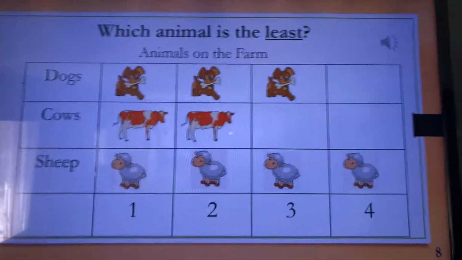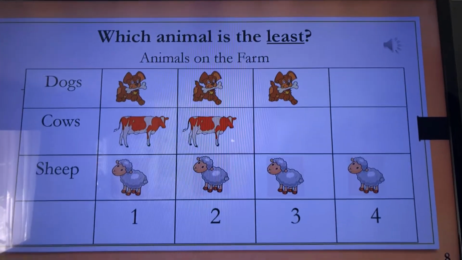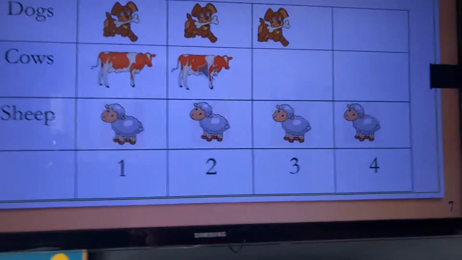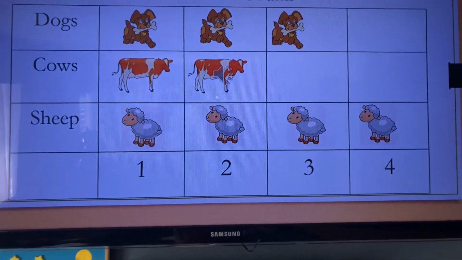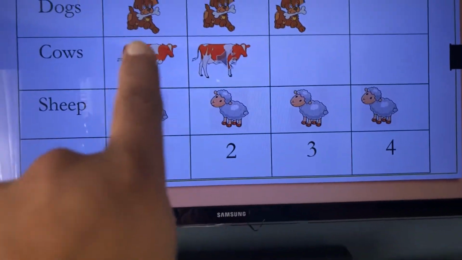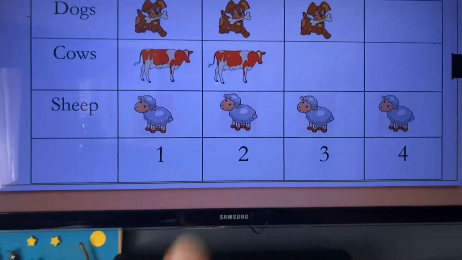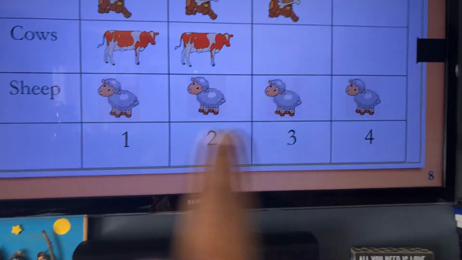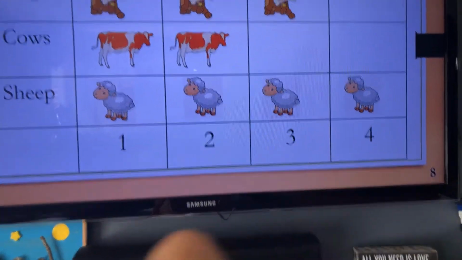So if we ask the question, how many people voted for dogs? Well, if you take a look back, and I'm going to scroll back for a second because I did like that activity. Okay. How many people voted for dogs? Let's look. 1, 2, 3 votes. Cows, 1, 2. Sheep, 1, 2, 3, 4. So sheep had the most votes.